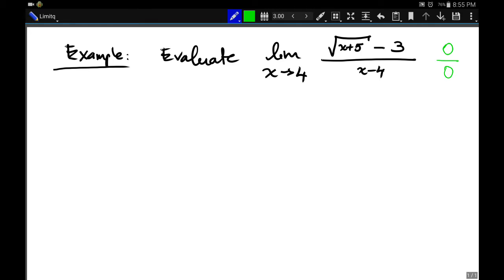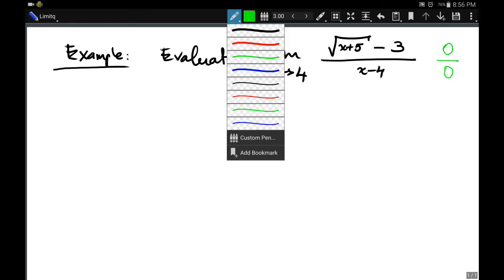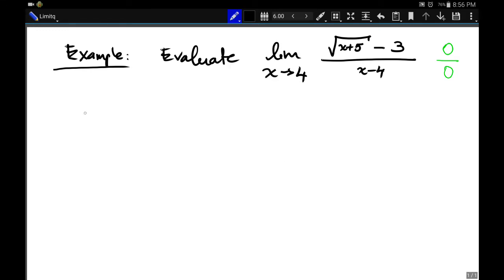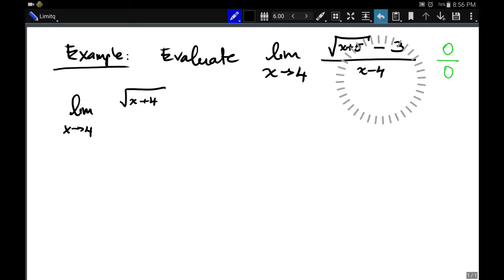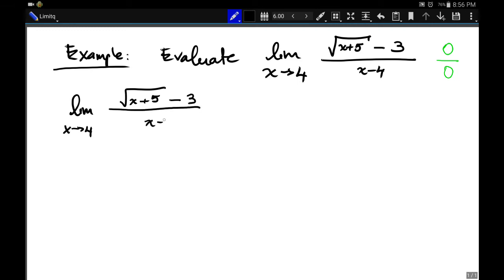So what we do in here is to multiply both sides of the equation by the conjugate of the numerator so that we can simplify and then pass to the limit again. So here is what we are going to do. I'm going to write this limit as x approaches 4, the same thing, square root of x plus 5 minus 3 divided by x minus 4.